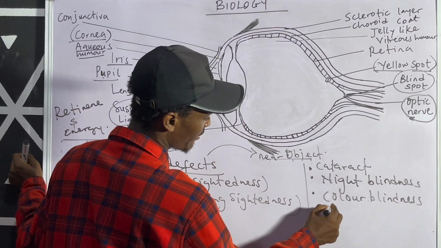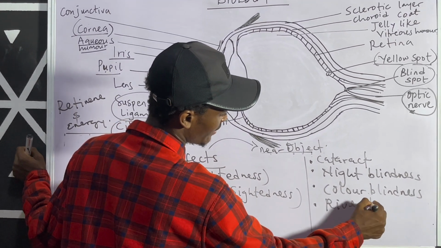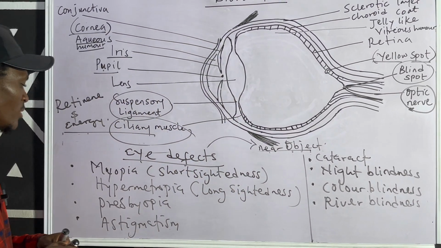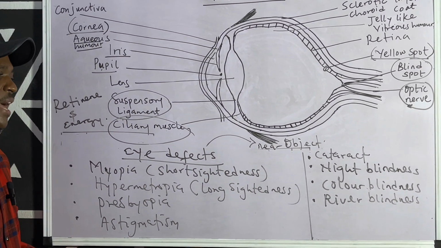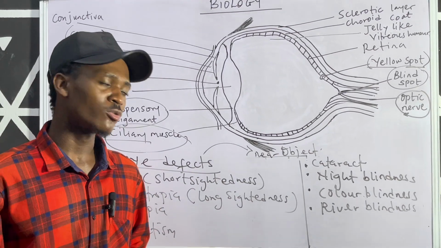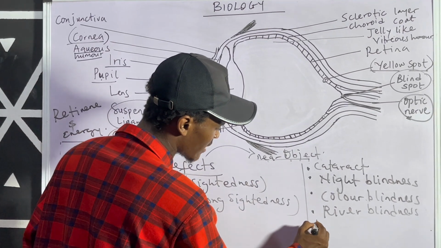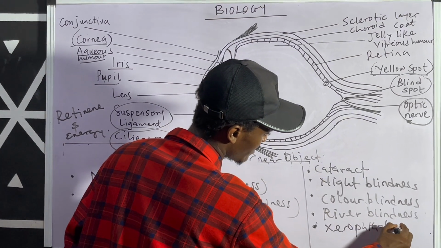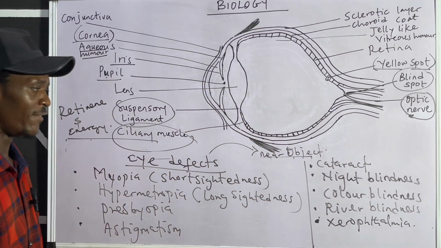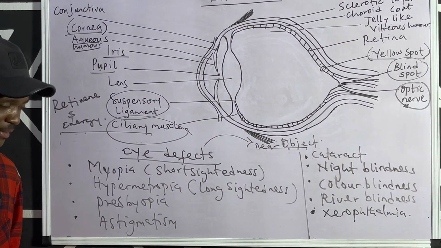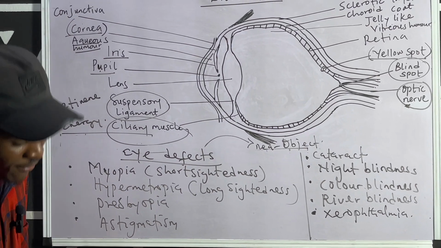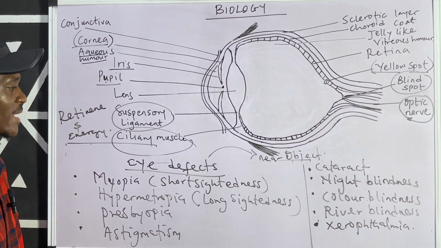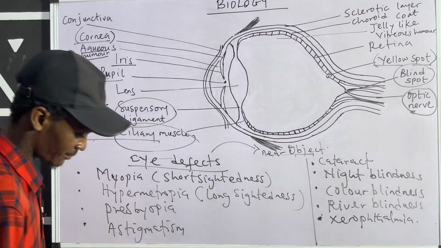Then we also have river blindness. All these are actually eye defects. They are very common eye defects that you shouldn't joke with. We also have one that is called xerophthalmia. This is also another eye defect. All right. Then these are actually some very common eye defects that you shouldn't joke with. So let's start with myopia.